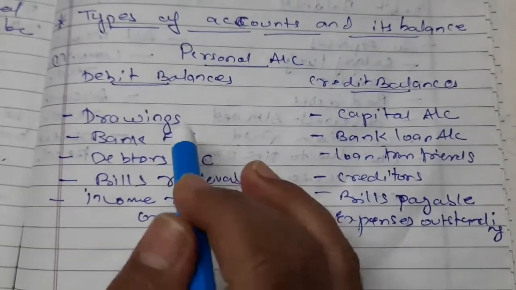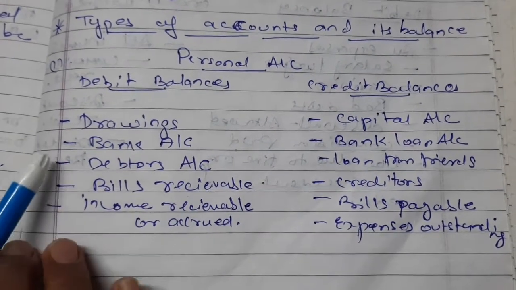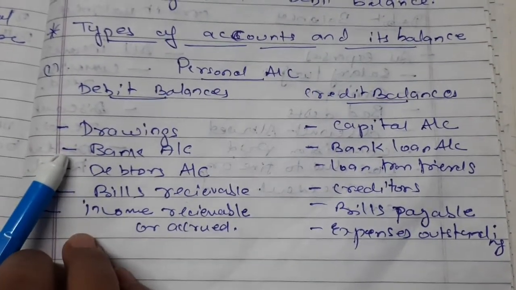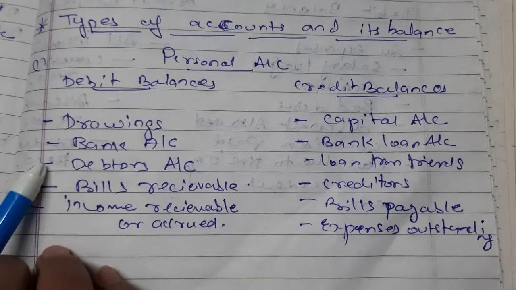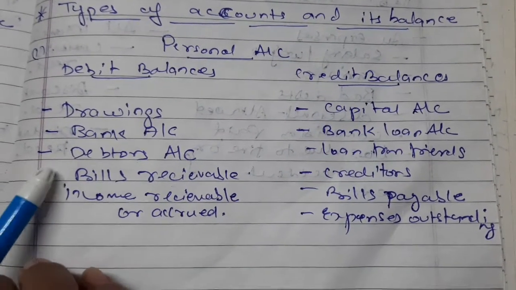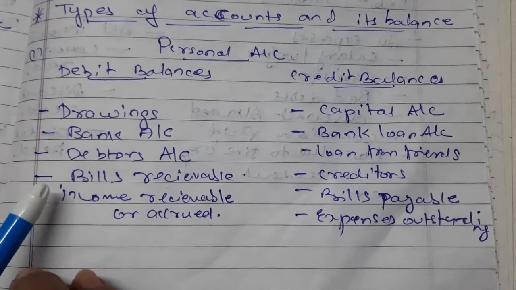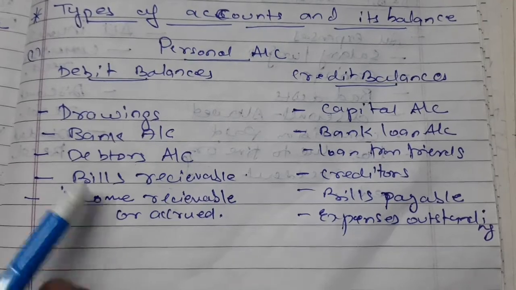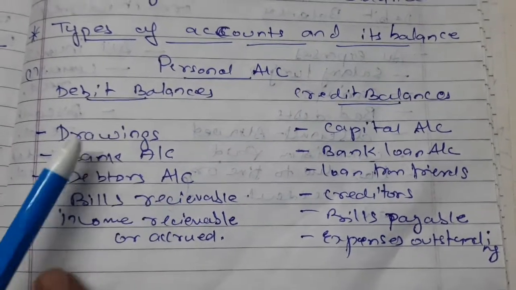I have given the list here. It will be drawings account, and bank account. Any bank, as we know, is a personal account, such as Bank of Baroda account or SBI account. Debtors account is always a personal account. Bills receivable account is always a personal account having debit balance, both debtors and bills receivable. Any income receivable or accrued will also have debit balance.